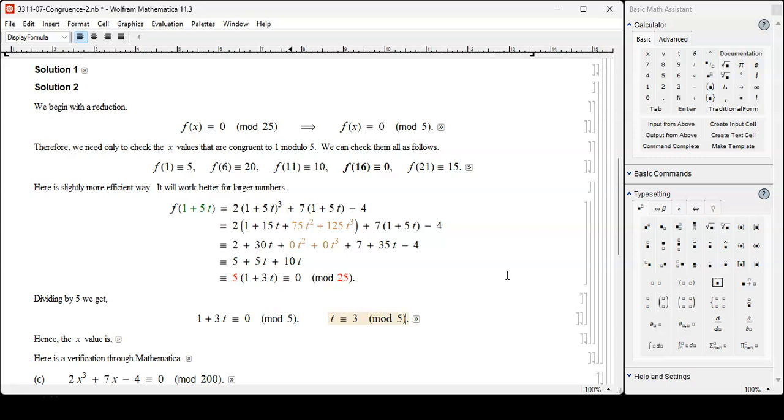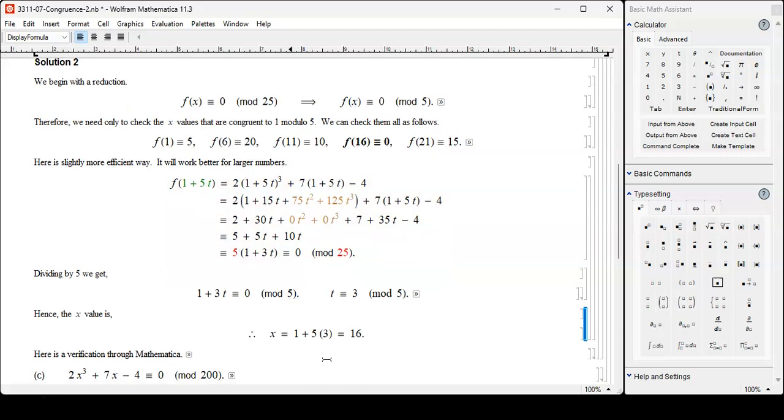But wait a minute, what are we looking for? Are we looking for the t value? No, we are looking for the x value, right? The x value is 1 plus 5t, and t is 3. So we get 16, and that checks out with the previous answer.